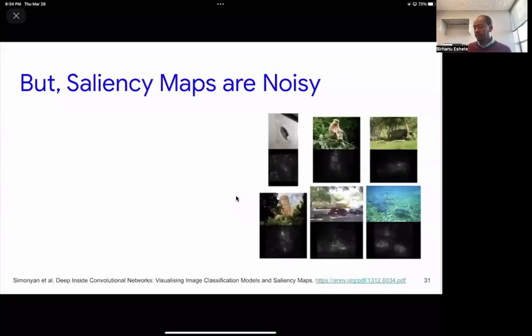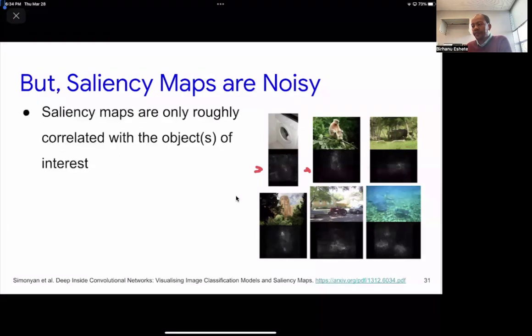But as we know, or we may not know, saliency maps are noisy. What you see on the right are saliency maps of different images. For example, here we have a washer or a dryer, it looks like a washer. Here is a saliency map, and under each image is a saliency map. As you can see, the saliency maps are a little noisy, so they roughly correlate with the object of interest in our case.